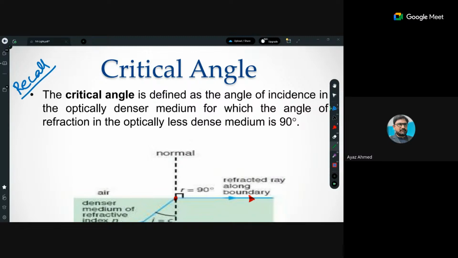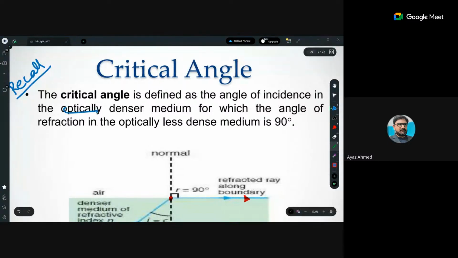I will explain it for further calculations, but recall the critical angle is defined as the angle of incidence in the denser medium for which the angle of refraction in the less denser medium is 90 degrees. Simple. If you add more denser and less denser, the answer will be more perfect, but if not, it does not matter. So you have to recall it.